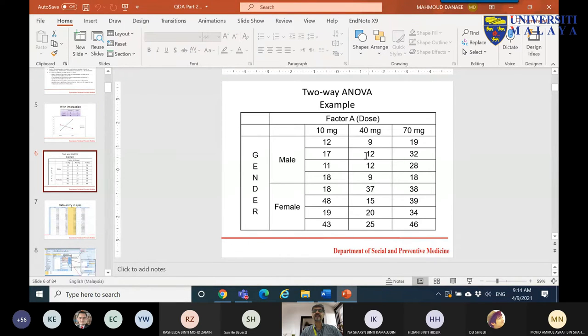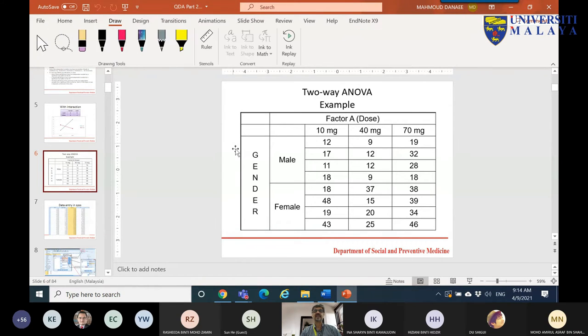Can you see this study? We will analyze this study later together. As you can see here, the researcher initially wants to study the effect of three dosages of a medication, a drug. So this is one factor. At the same time, the researcher wants to look at the effect and differences across two levels of gender. So this is the second factor.